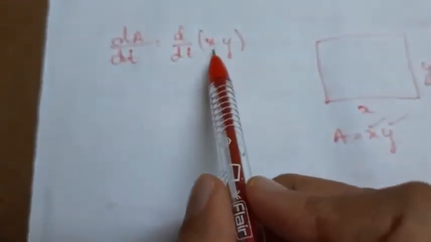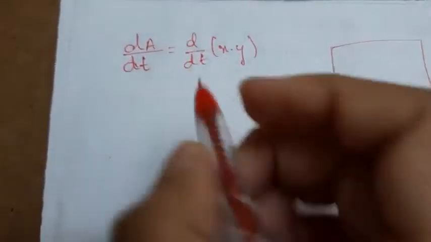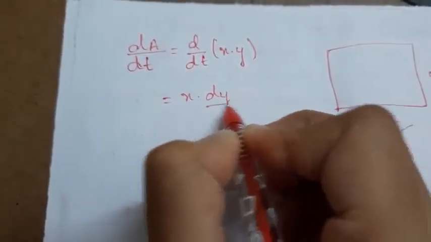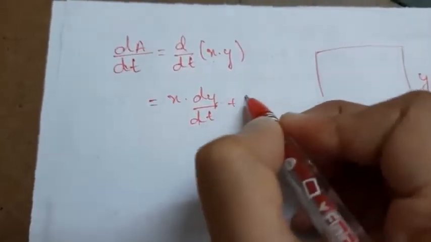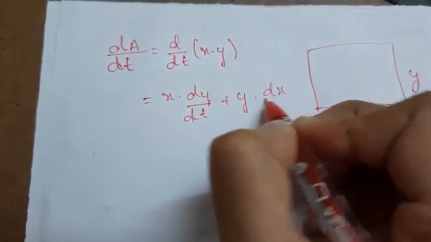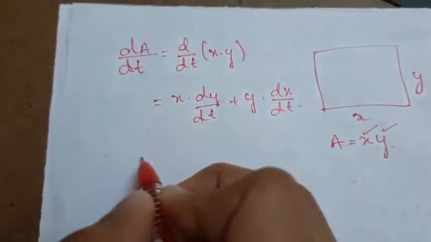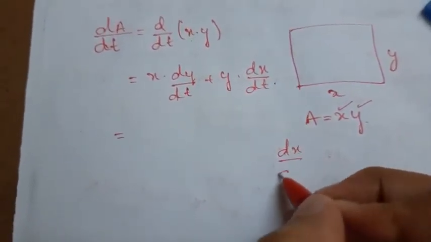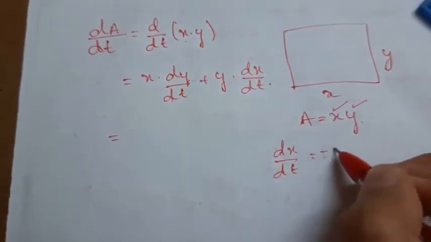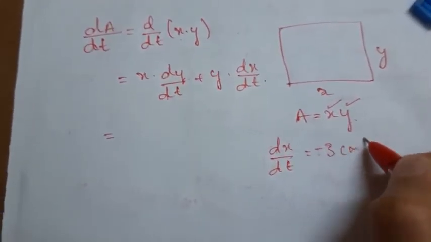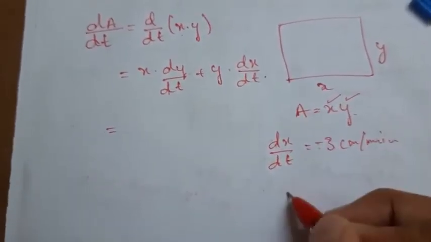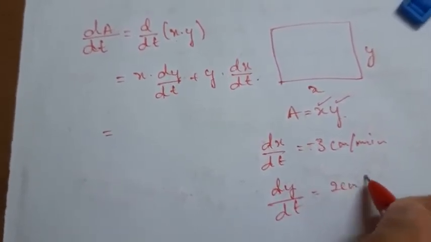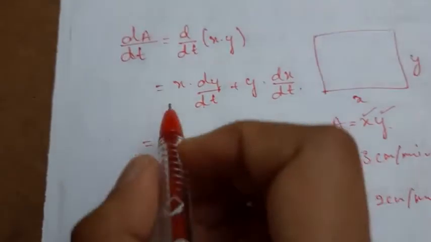So here we are having the product of two parameters. By using the product rule, what happens? First function into differentiation of the second function plus second function into differentiation of the first function. So in the question itself they have given that dx by dt is decreasing, minus 3 centimeter per minute, and dy by dt is equal to what? 2 centimeter per minute.